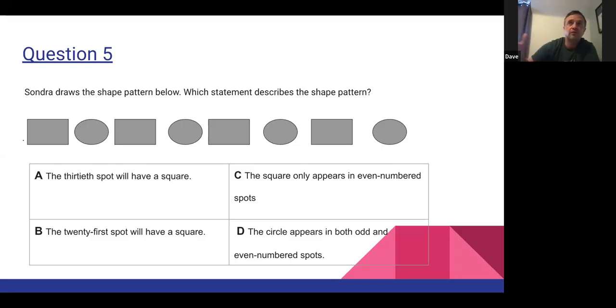So you can follow this one all the way out as far as you want, the biggest number you can think of. And if it's an even number, it's going to be a circle. If it's an odd number, it's going to be a square. And that's what they mean by pattern. It's repeating over and over again. So our answer is B. The 21st spot will have a square.